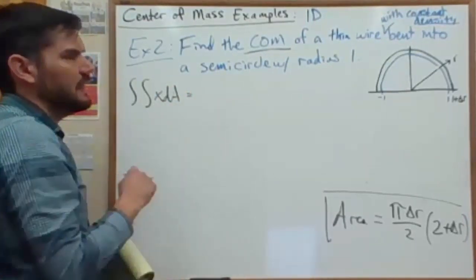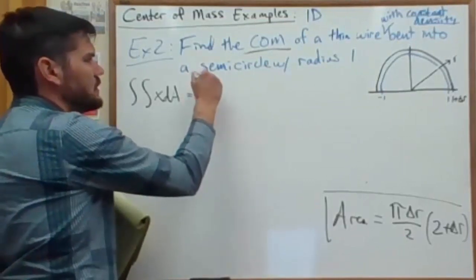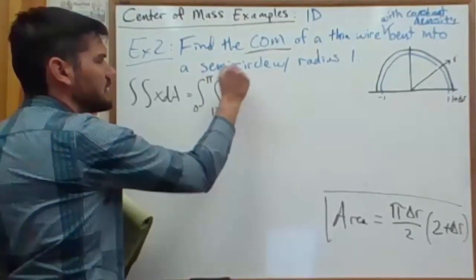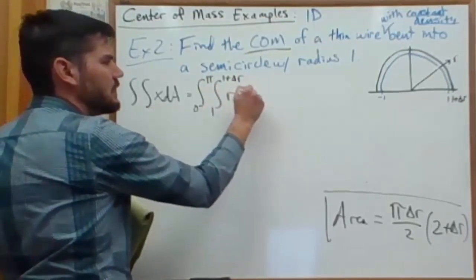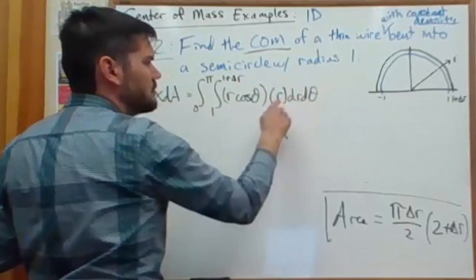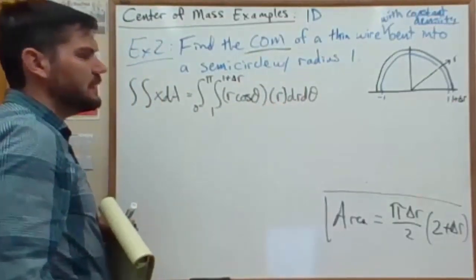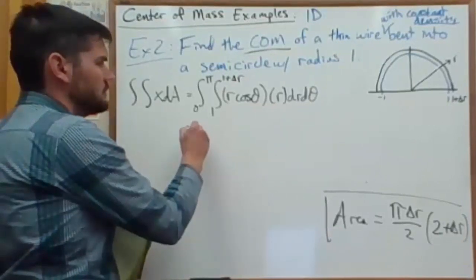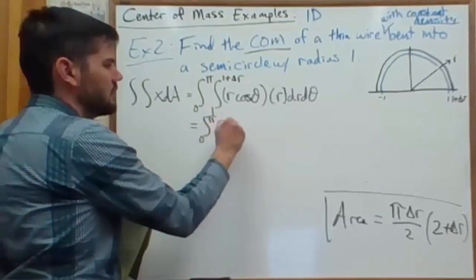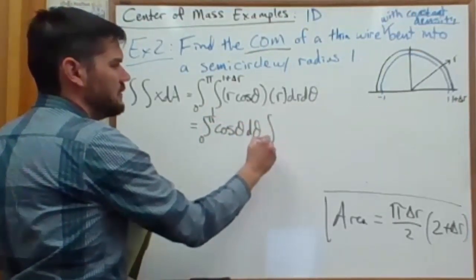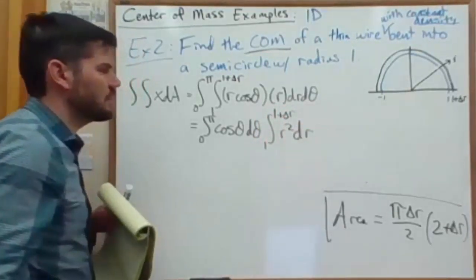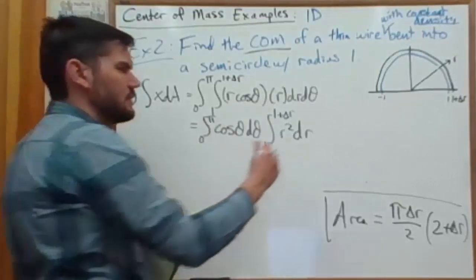Now, the double integral of x dA can be set up as 0 to pi, 1 to 1 plus delta r again, x converted into r cosine of theta, and then dA converted into r dr d theta, paying the Jacobian cost. Here, we separate into two integrals, for theta and then for r. And let's integrate in theta first.